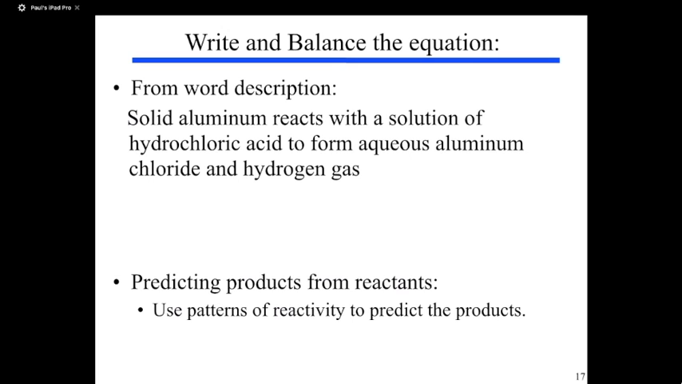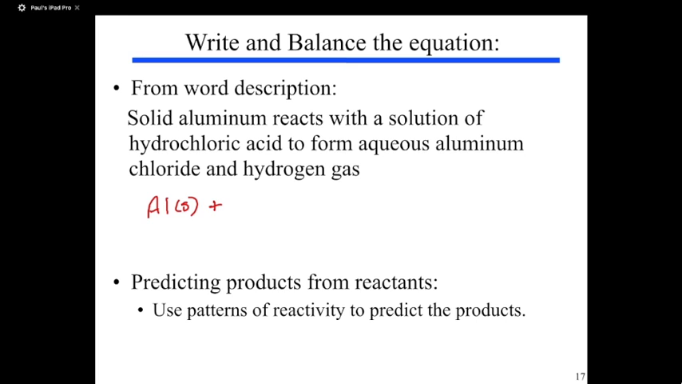Okay, other than crying, what do I do? Okay, what is the first thing that is reacting? Aluminum. What kind of aluminum did it say? Solid. Aluminum, not with anything else, is the element aluminum.